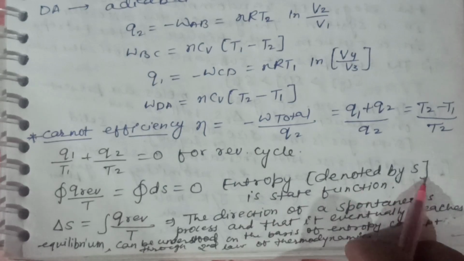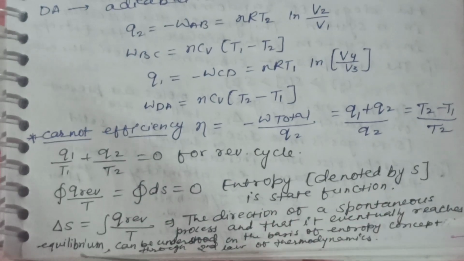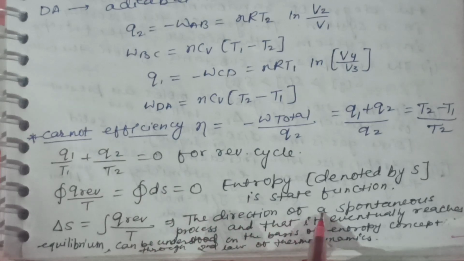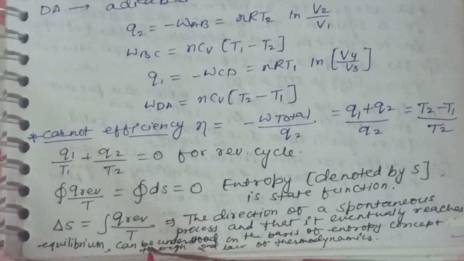Entropy, denoted by S, is a state function. Del S is equal to the integration of Q reversible upon T. The direction of a spontaneous process and the fact that it eventually reaches equilibrium can be understood on the basis of the entropy concept through the second law of thermodynamics.